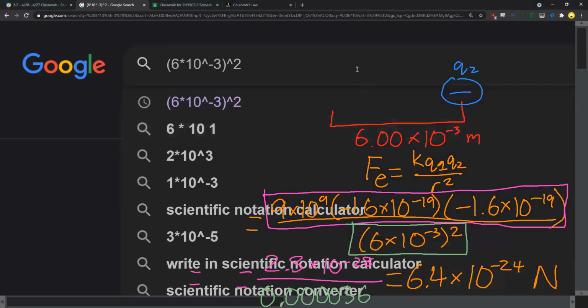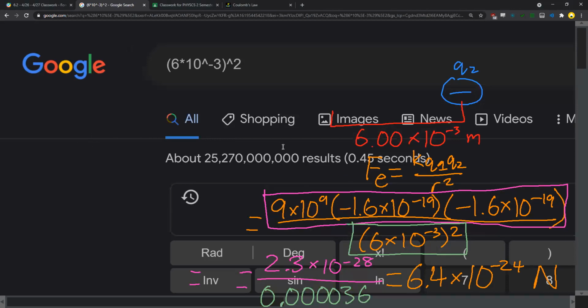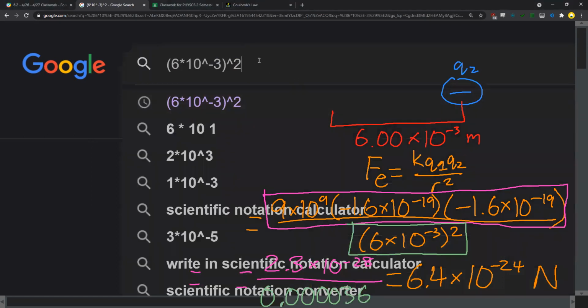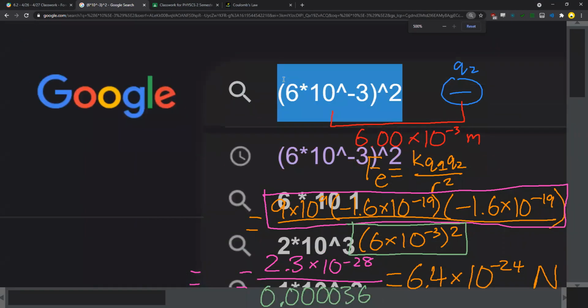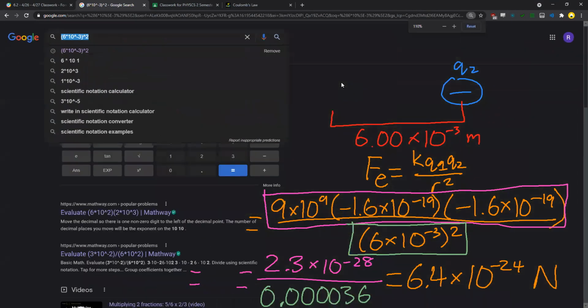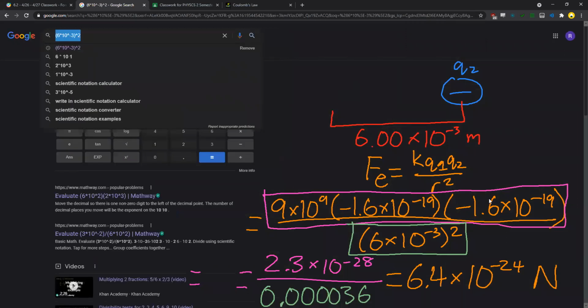I don't quite understand what you mean by simplify. All I did was I plugged it into a calculator. So you just square this number right here. Yeah, that's all you do. How did I get 2.3? I multiplied the top part, the part where I boxed in pink. I multiplied that entire top part and I got 2.3.